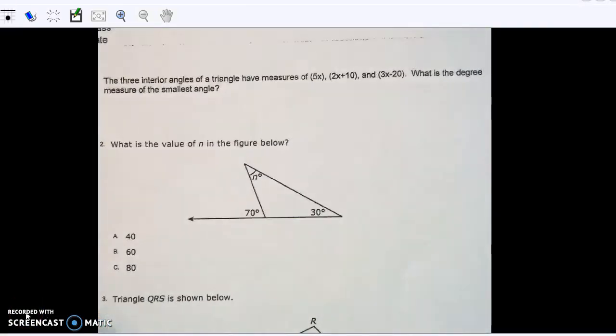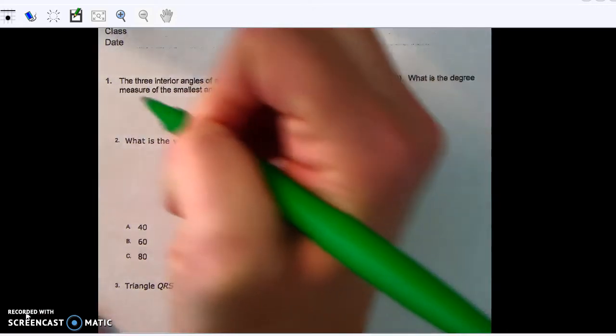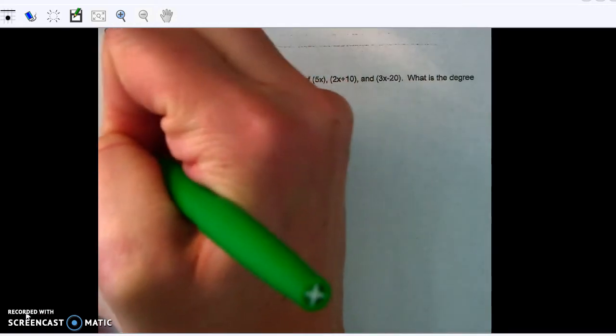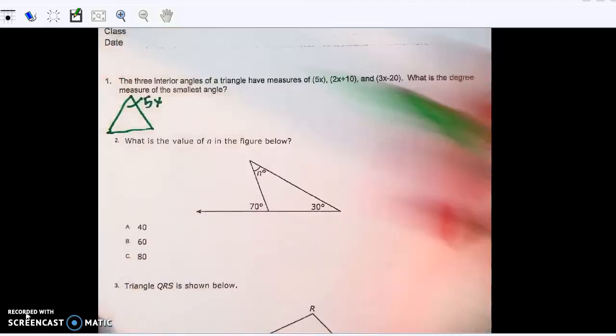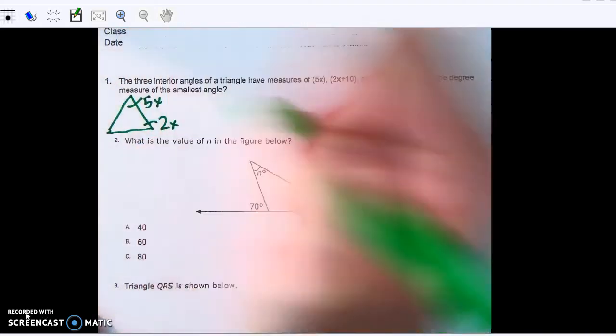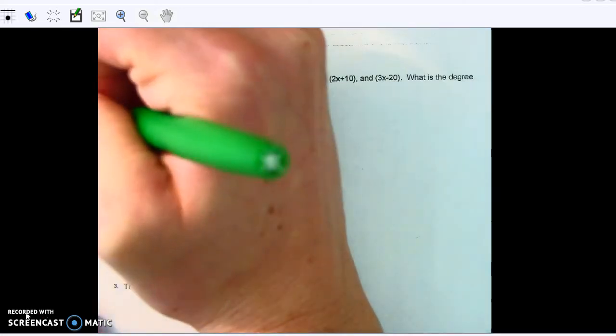Okay, let's go over your study guide for this unit, Unit 6. First problem: the three interior angles of a triangle have measures of 5x, 2x plus 10, and 3x minus 20. What is the degree measure of the smallest angle? So I would always start by drawing a picture. Here's my triangle. I have angle measures of 5x, 2x plus 10, and then 3x minus 20.